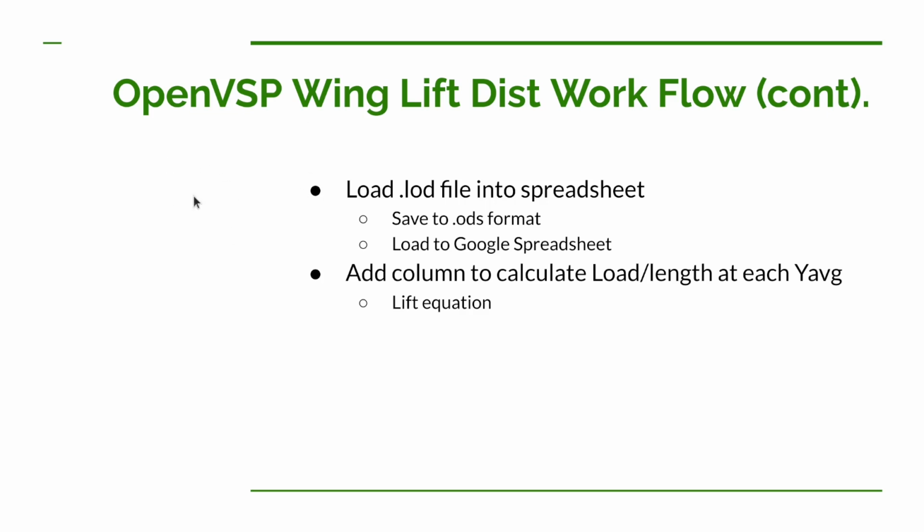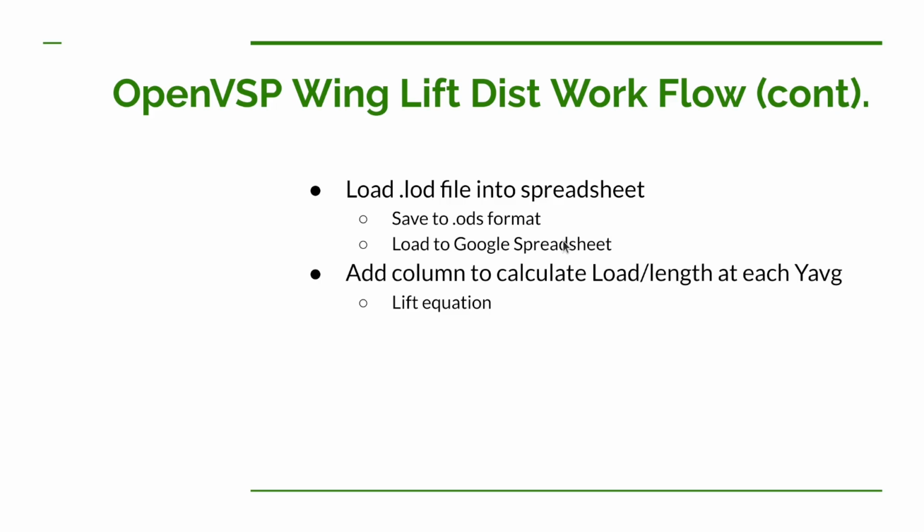When OpenVSP does its calculations, particularly the ones we just looked at, it's going to write out the results to a file that has a .lod extension. What we're going to do is grab that .lod file and load it into a spreadsheet. And then I'm going to save it out to a .ods file format. That's a spreadsheet format. And this LOD file is just a simple text file. And then just because I like to have my information stored up in the cloud, I'm going to take it from this ODS format and load it up into a Google spreadsheet.